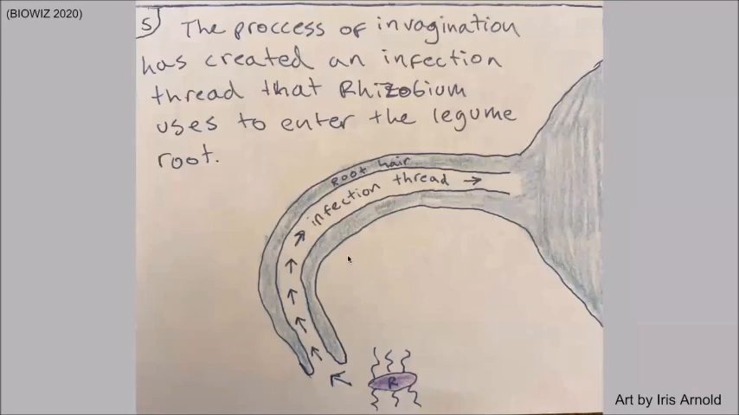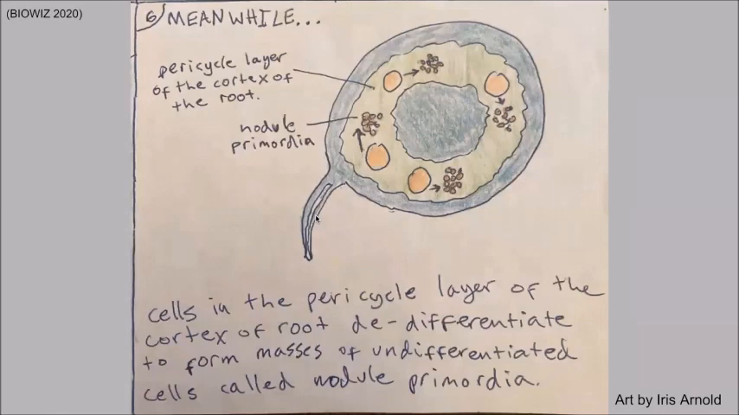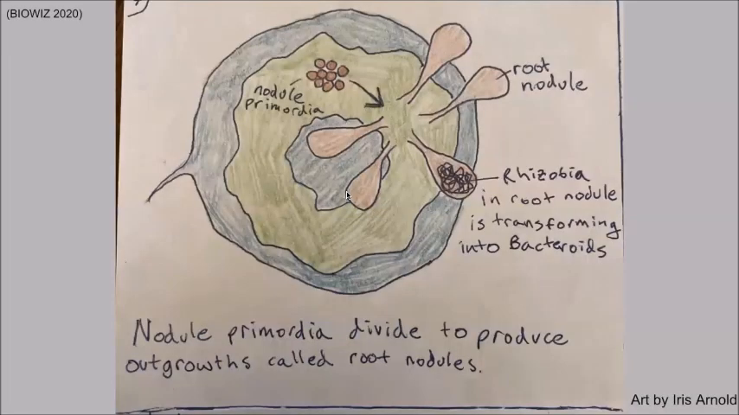The rhizobium bacteria enter the root through this formed cavity, which is termed the infection thread. Spontaneously, the cells of the pericycle layer of the cortex of the root become dedifferentiated, which leads to the formation of masses of undifferentiated cells called nodule primordia. The nodule primordia divide to produce outgrowths called root nodules. The rhizobia and the root nodule cells undergo physiological and structural transformation and are now called bacteroids.